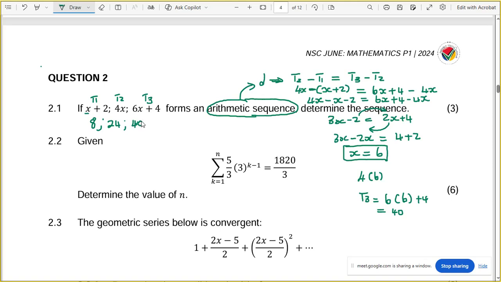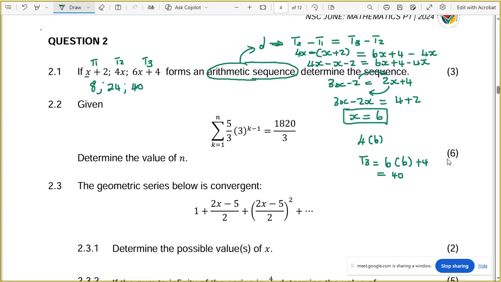Yes. Okay. So on the next question, they say for 6 marks, you are given a general term in sigma notation, and they say the sum of this equals 1820 over 3. Right. So this is what we are given. Now I don't want you to stress. You're going to look at this general term here to determine the type of the sequence. So you have exponents to the power k minus 1. That is exponents. It's geometric. You understand? Yes. Are you still with me on that?